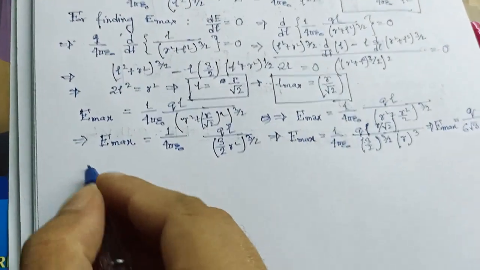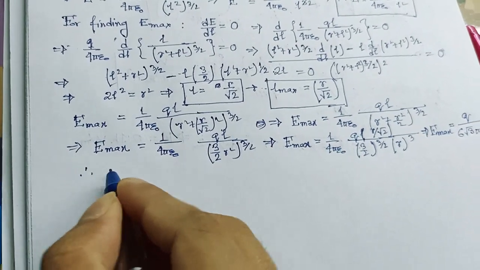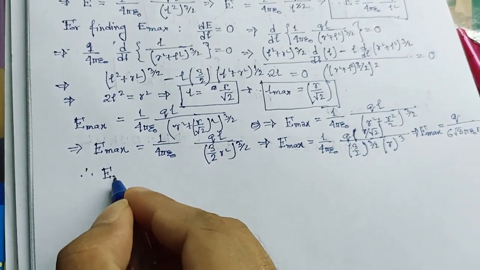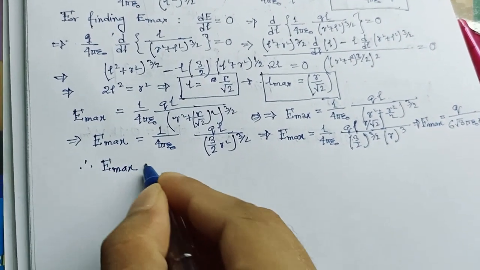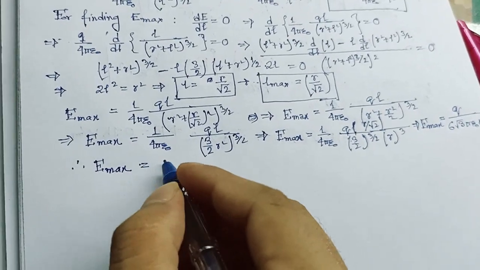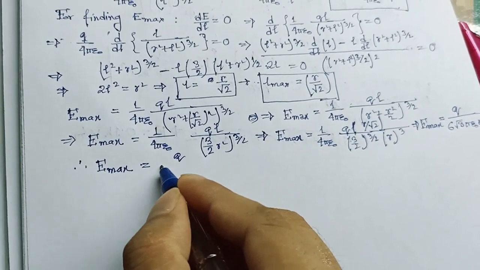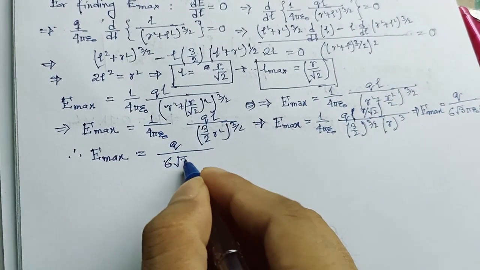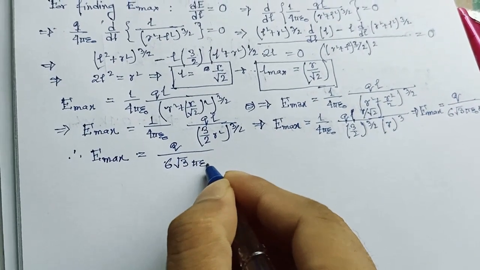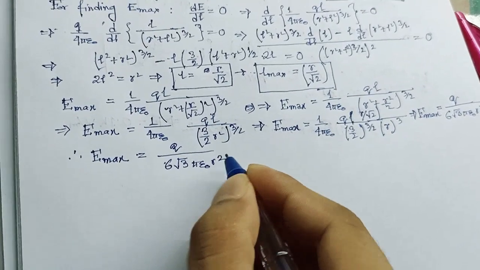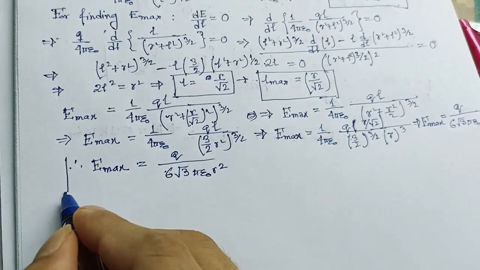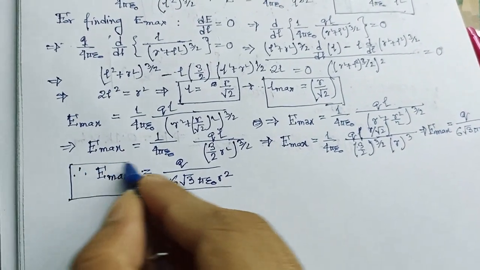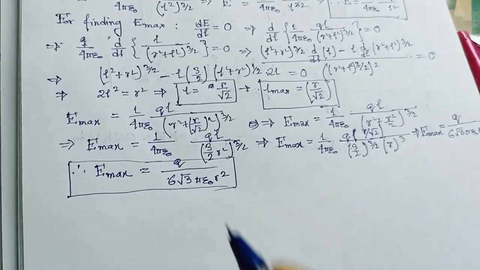So our maximum electric field intensity, we can write E max will be equal to Q divided by 6 root 3 pi epsilon naught r square. So this is our required value for finding the maximum electric field intensity on the axis of the ring.